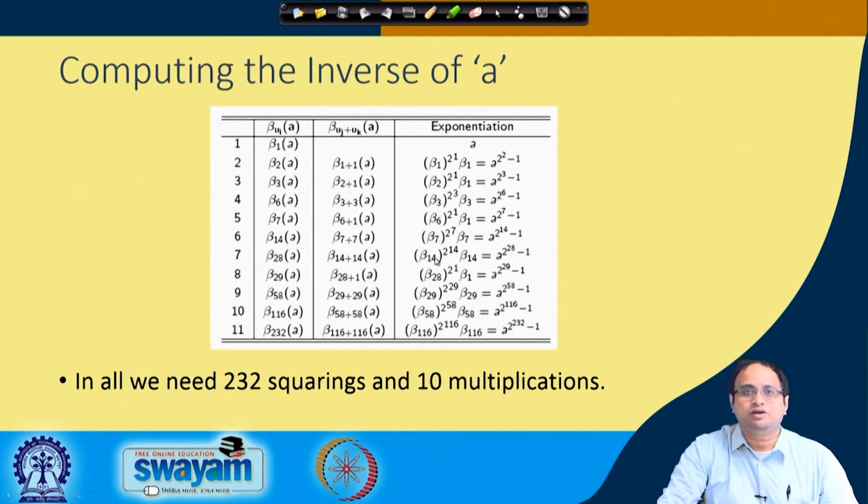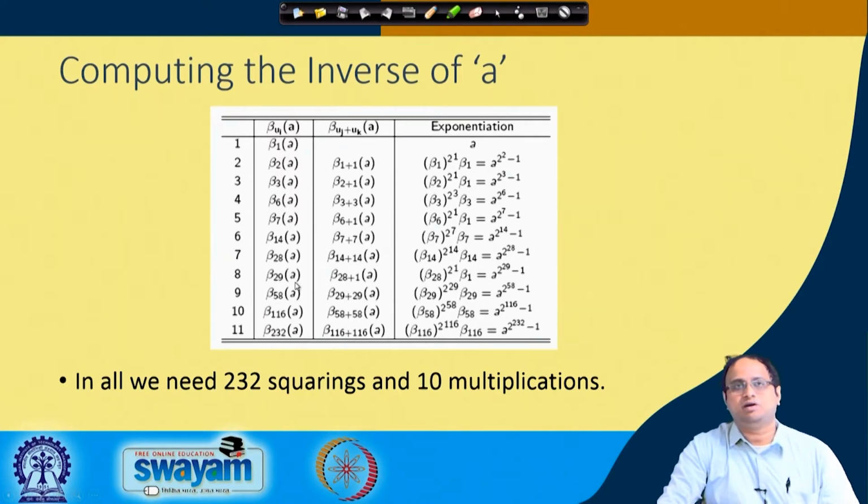So, all in all, here we need 232 squarings. So, maybe you can count it down, and you need 10 multiplications. So, you can count, for example, 1, 2, 3, 4, 5, 6, 7, 8, 9 and 10. So, you need 10 multiplications, and if you add up the number of squarings which you are doing here, like for example, here you are doing a squaring, here you are doing squaring, here you are doing 3 squarings and so on, you will get 232 squarings which you are essentially doing.